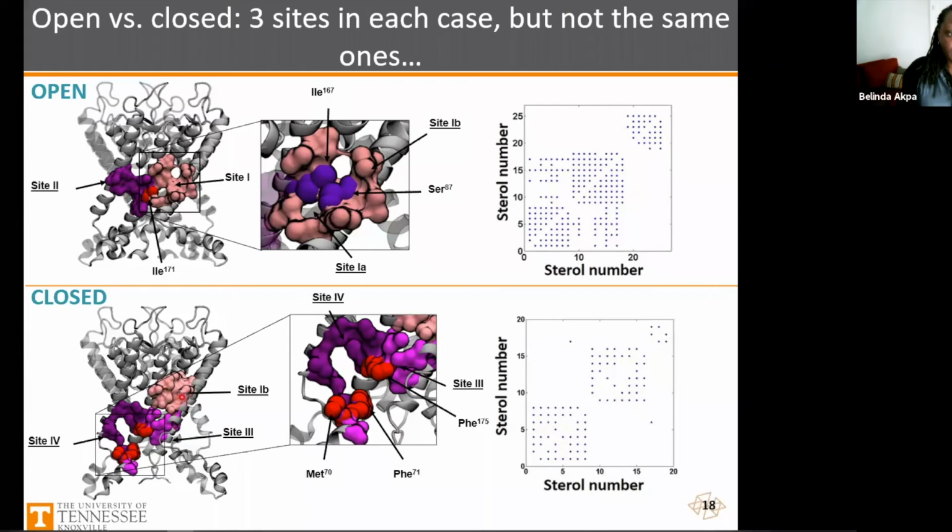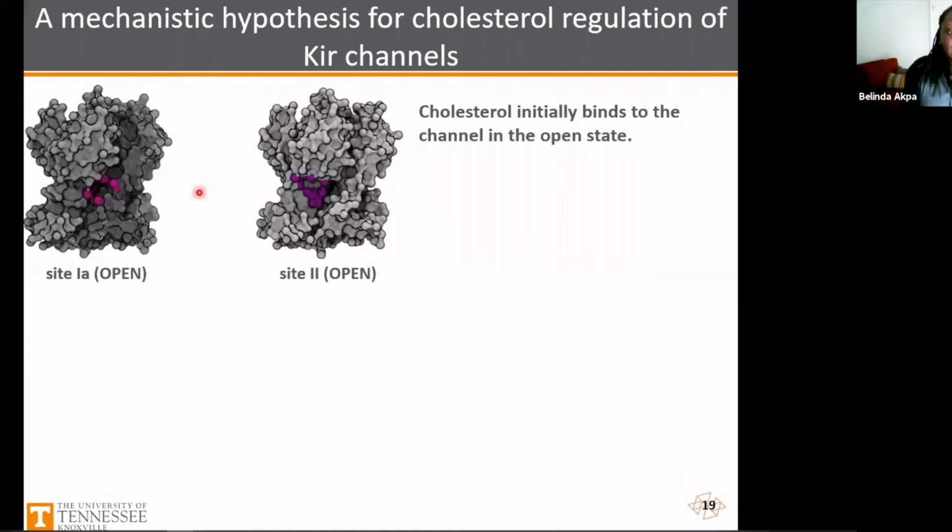Namely, although site 1B was the same in both cases, the lower site in either this groove or in this groove actually was displaced downwards in the structure of the protein. It was a distinct binding site that we found, but still in the same groove. So that's interesting.